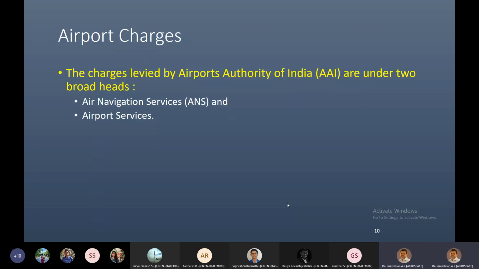Now, we focus on the Indian context. The AAI, Airport Authority of India, categorizes the sources as national air navigation services and airport services. So the charges related to the navigation services and charges related to the airport services.